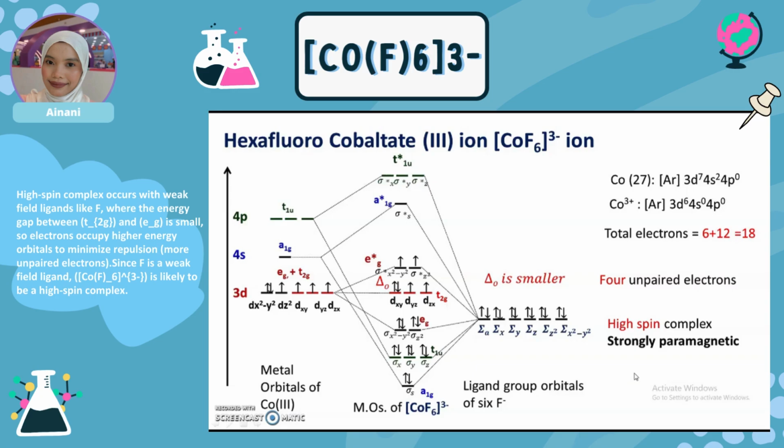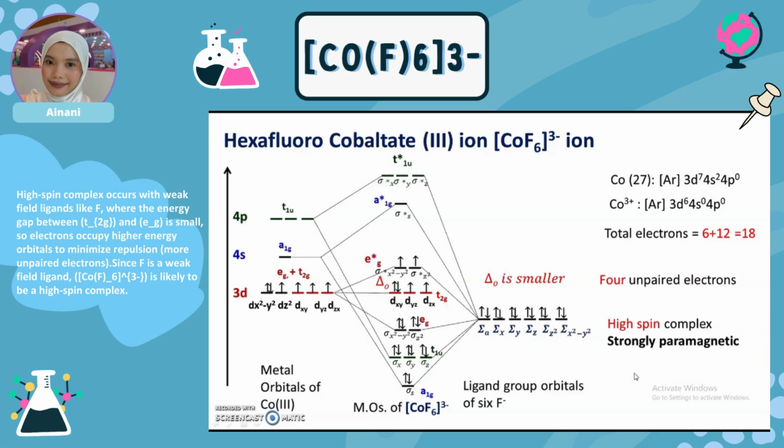Start filling from the lowest energy level up, following Hund's rule of maximum multiplicity and Pauli's exclusion principle, no more than 2 electrons per orbital with opposite spins. For the fourth step, consider the ligand field splitting. The presence of fluoride ions, which are weak field ligands, will influence the energy gap between the t2g and eg orbitals. The last step is we need to complete the diagram.